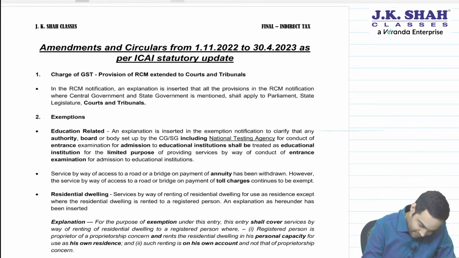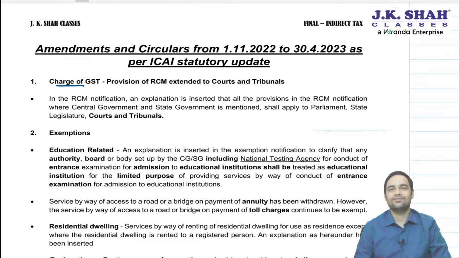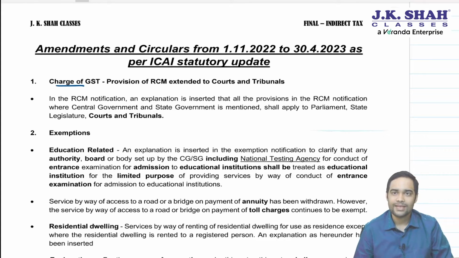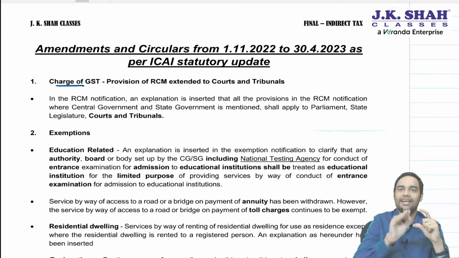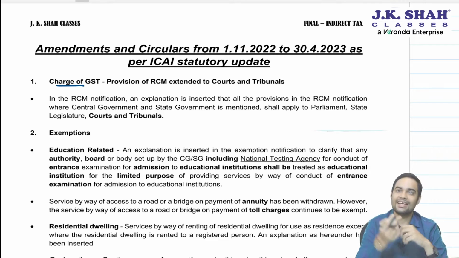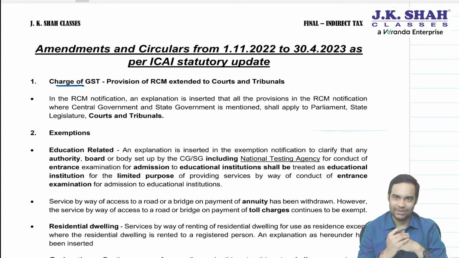Now, the first amendment is relating to charge of GST, which is with regard to RCM. See, the RCM notification covers central government and state government. Two places where it is prominently visible: as a supplier, central government or state government providing service to a business entity, then the business entity is responsible to pay the tax. And second one is renting of immovable property by government to a registered person, then the registered person is liable to pay tax.